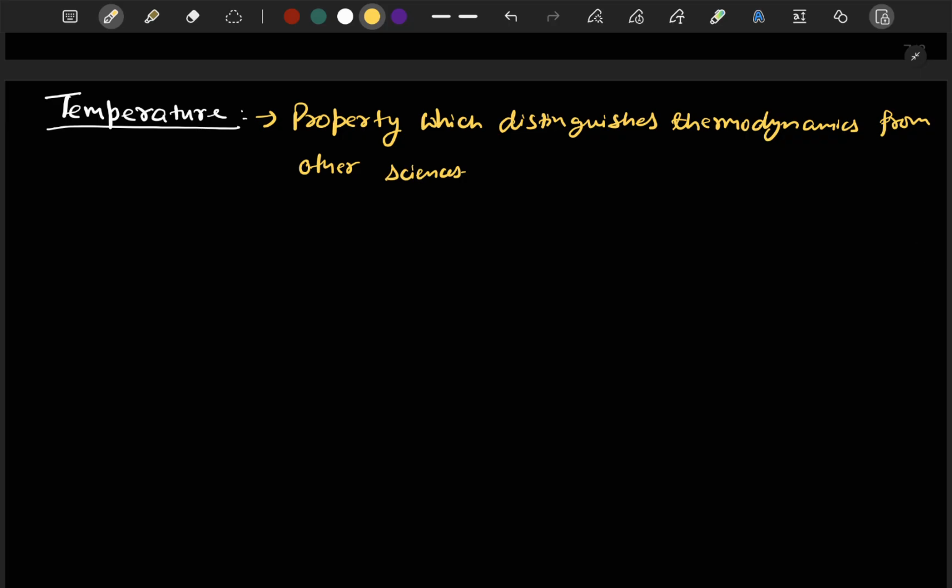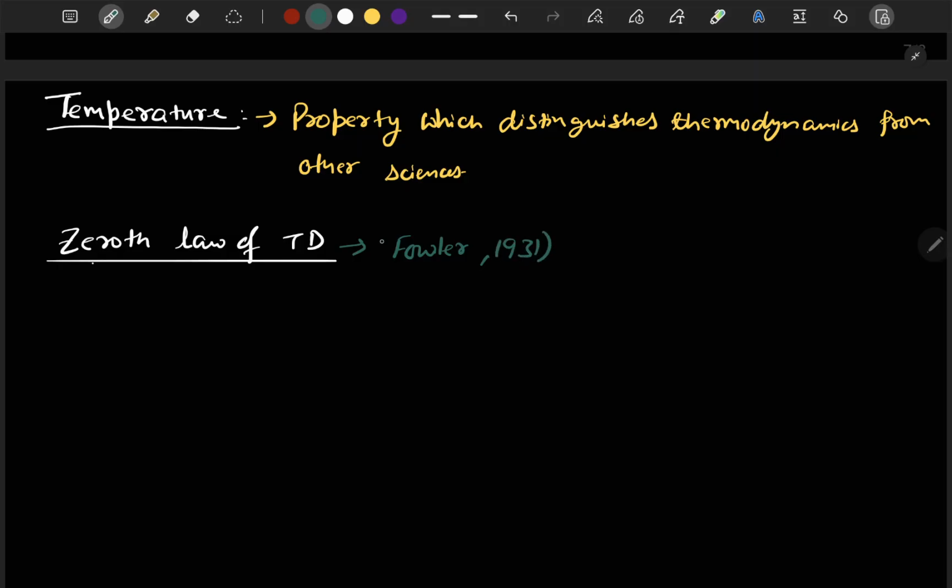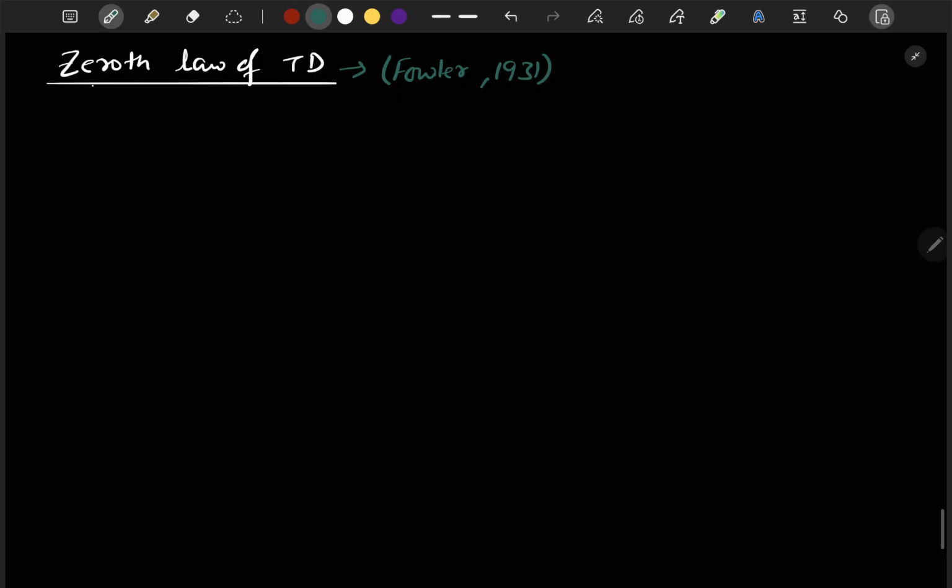The first topic in the chapter on temperature that we will study is the zeroth law of thermodynamics. The zeroth law was introduced by Fowler in 1931. So we will see what the definition of the zeroth law of thermodynamics is.